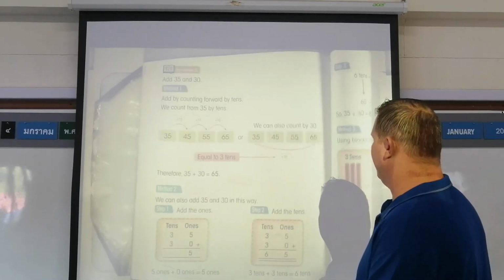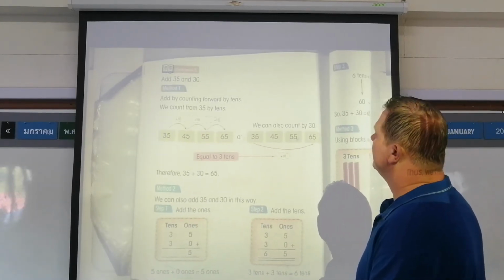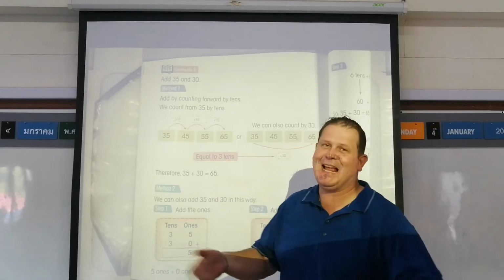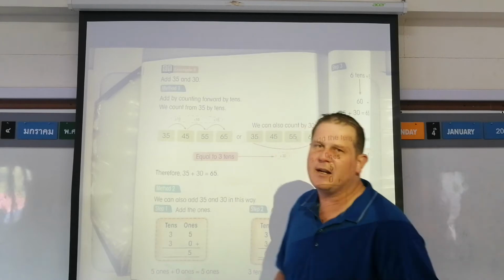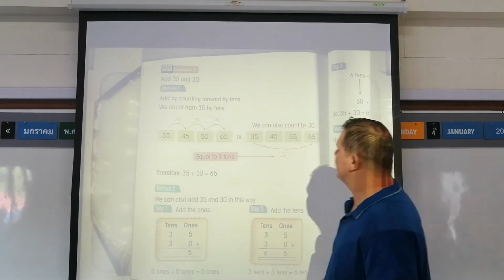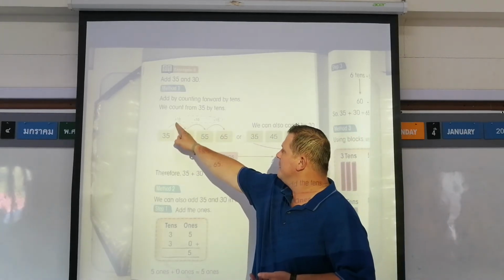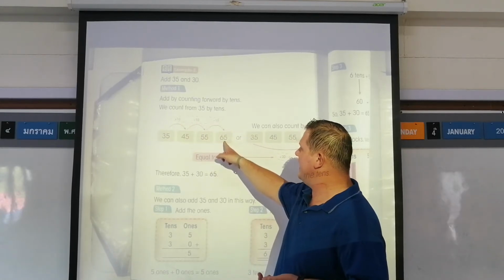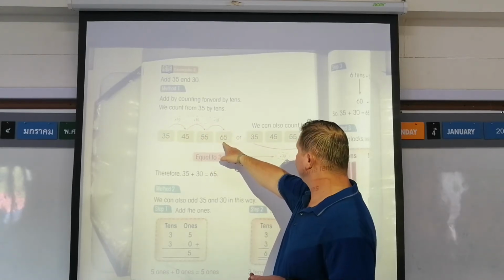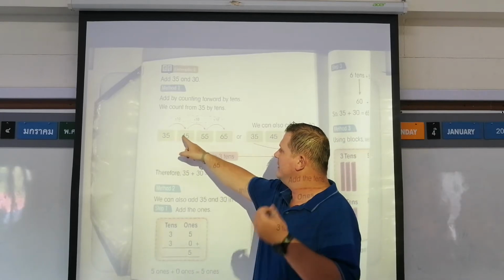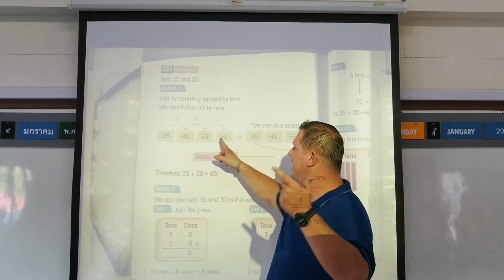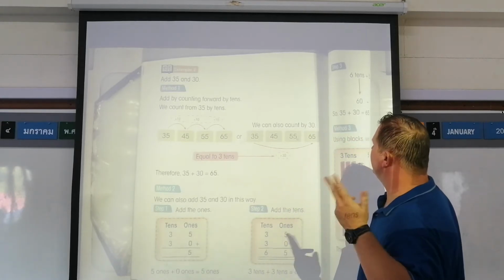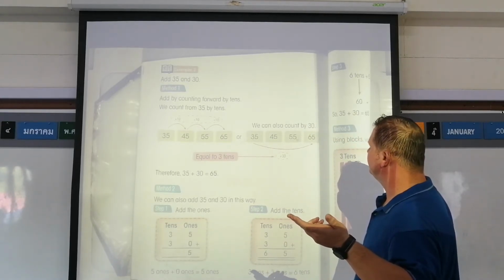All right. What do we have here? Add 35 and 30. This was just adding tens together, right? Just adding tens. 35 plus 10 plus 10 plus 10. It's 65, right? 35, 45, 55, 65. Just adding tens every single time.